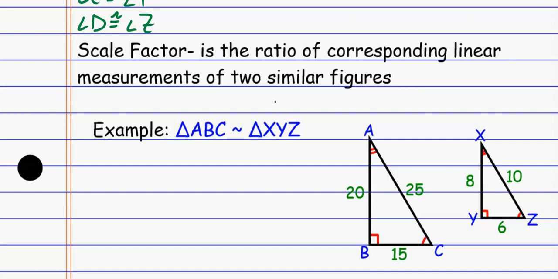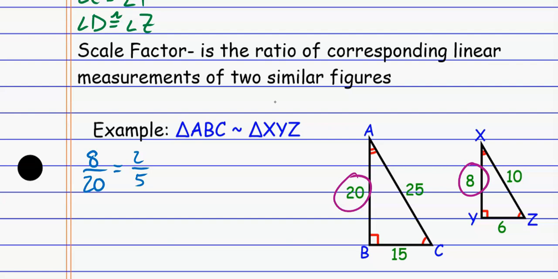big to little or little to big, if I compare the corresponding sides, this one and this one, let's say I compared it this way and said, hey, 8 over 20. So 8 over 20 reduces to 2 over 5. So 2 over 5 becomes the scale factor to get from the big triangle to the little triangle.